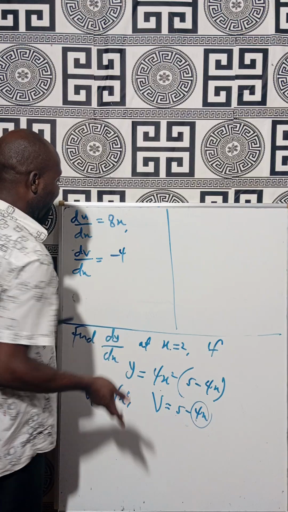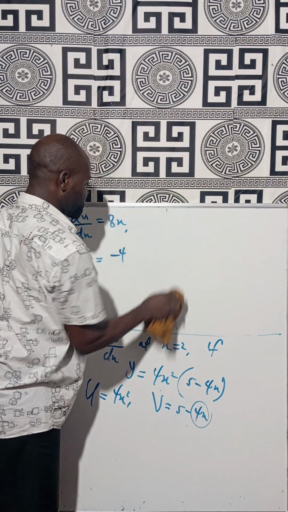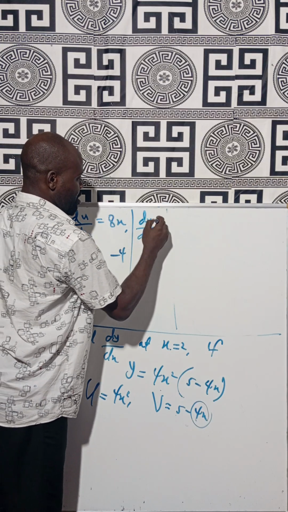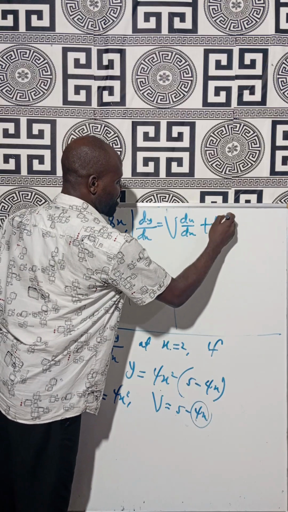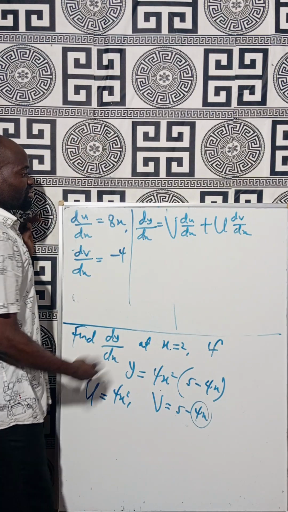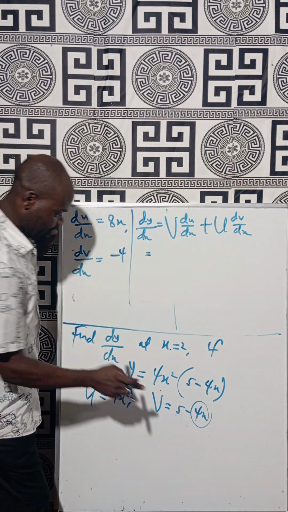Once I've done this, I'll just use my product rule formula. So by the product rule, we know that dy dx equals v du dx plus u dv dx. Understood now? Just follow it and get your answer. What's my v? My v is this.